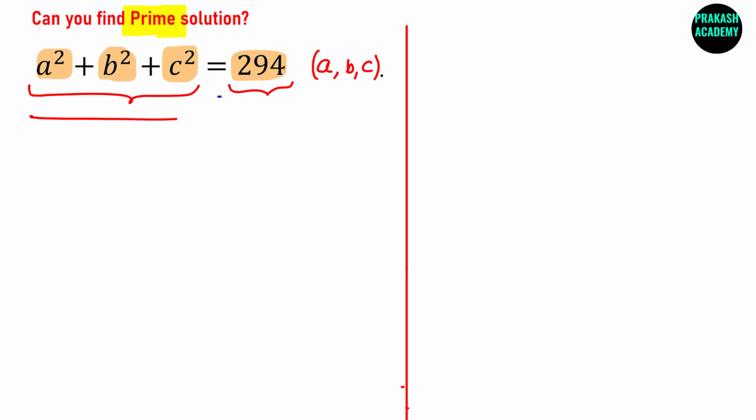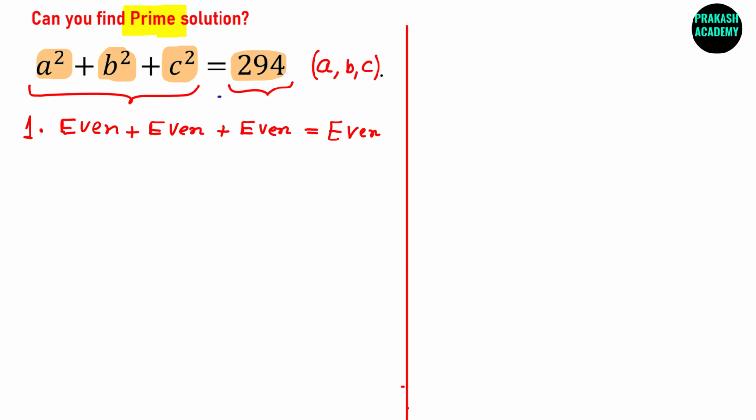So this means I have only certain possibilities for the left hand side, because if I add three numbers and it comes to an even number, only certain ways are allowed for a square, b square and c square. The first possibility is that a square is even, b square is also even and c square is also even. If you add three even numbers, the final output will be even. Now a, b, c are prime numbers also, so which even number is a prime number? 2 is the only number which is even as well as prime.